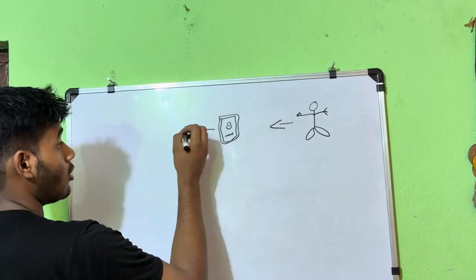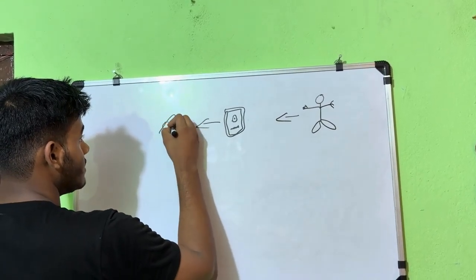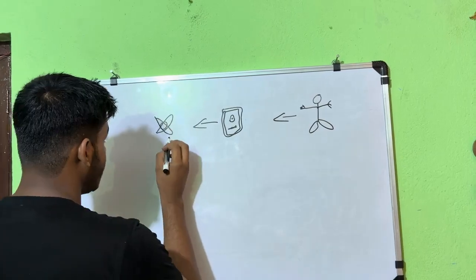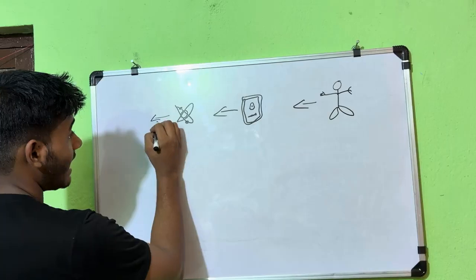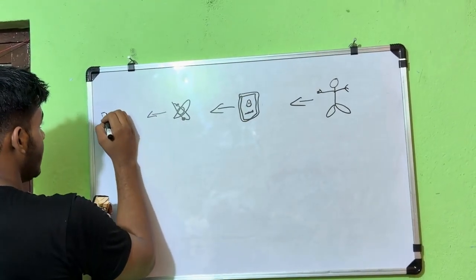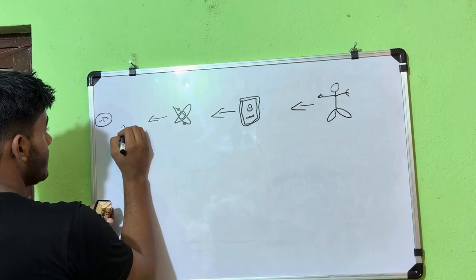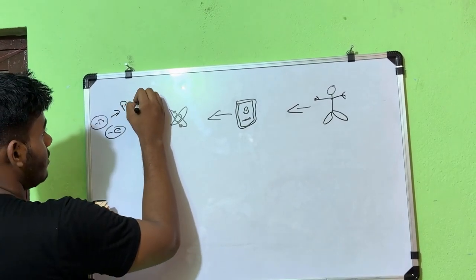And the cell consists of atoms. Now you know what an atom is. Okay, they revolve around like this. This is an atom, and the atom is made up of protons and neutrons. These are protons, P and N. This is a proton and the other below is a neutron.